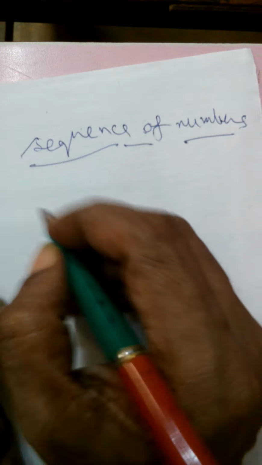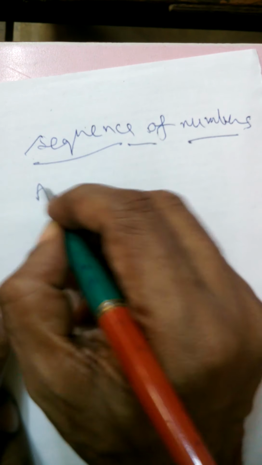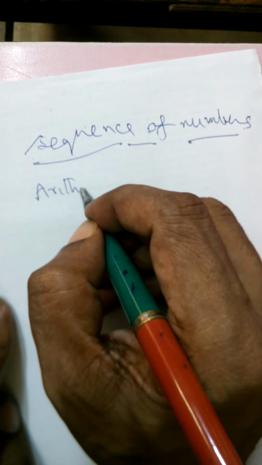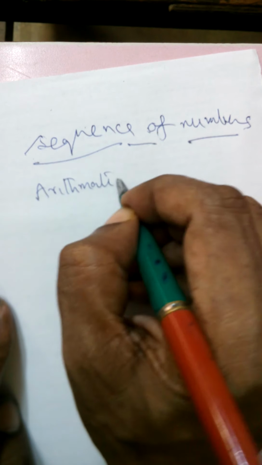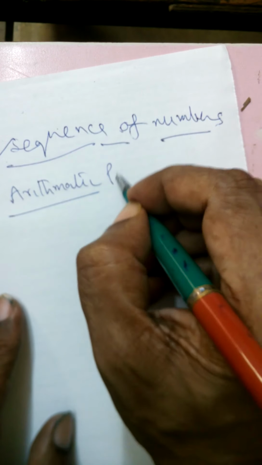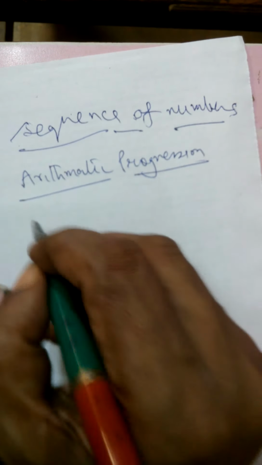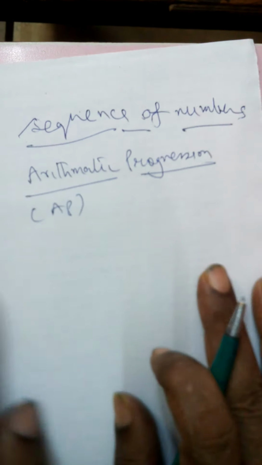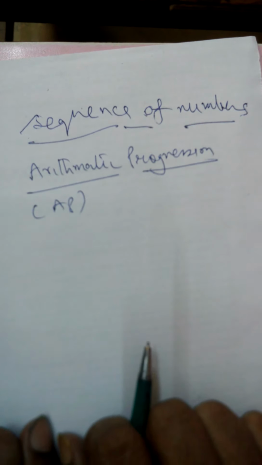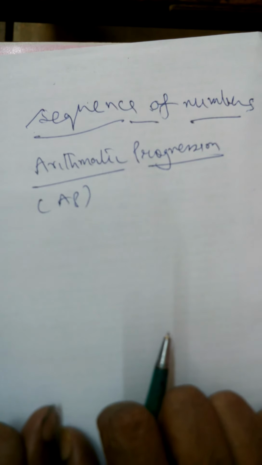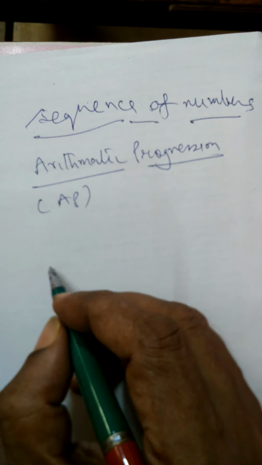The first type I am discussing is called arithmetic sequence, but we don't commonly say the word sequence. We say the word progression, and in short we say AP. What does it mean? AP is nothing but numbers having the same gap. It may be increasing or it may be decreasing.